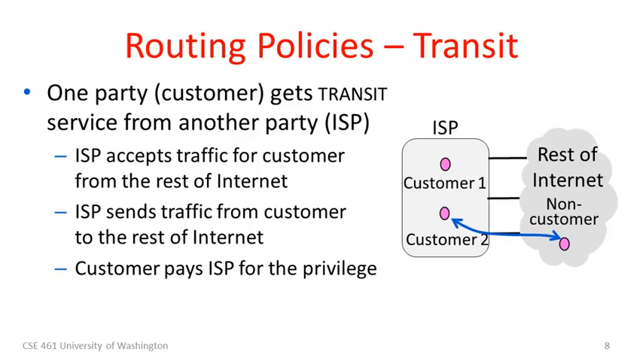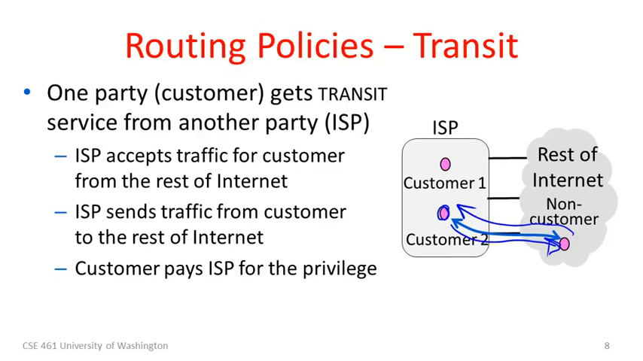So here is a transit policy. Now, with a transit routing policy, one party, we'll call that party the customer here, is going to get transit service from another party, and we'll call that other party the ISP. The idea with transit service is that the ISP is going to accept traffic for the customer from the rest of the internet. So here, the ISP is going to accept traffic incoming from the rest of the internet that's destined to this particular customer. And the ISP is also going to take traffic from the customer to send to the rest of the internet, to any other destination on the internet.